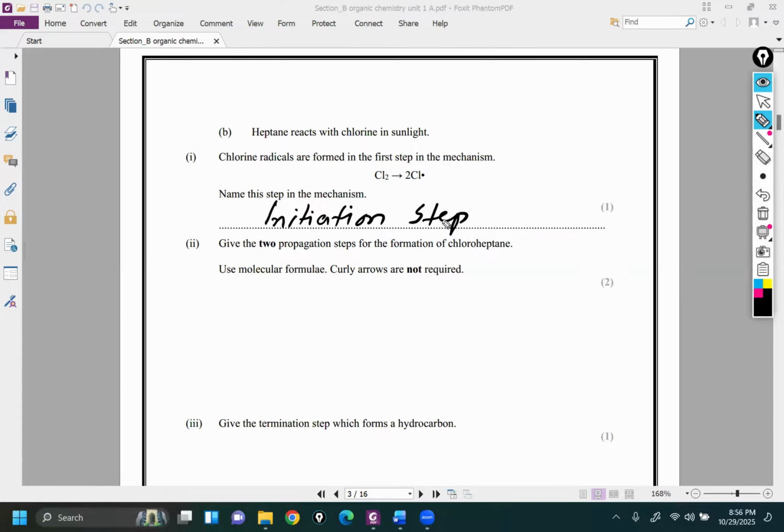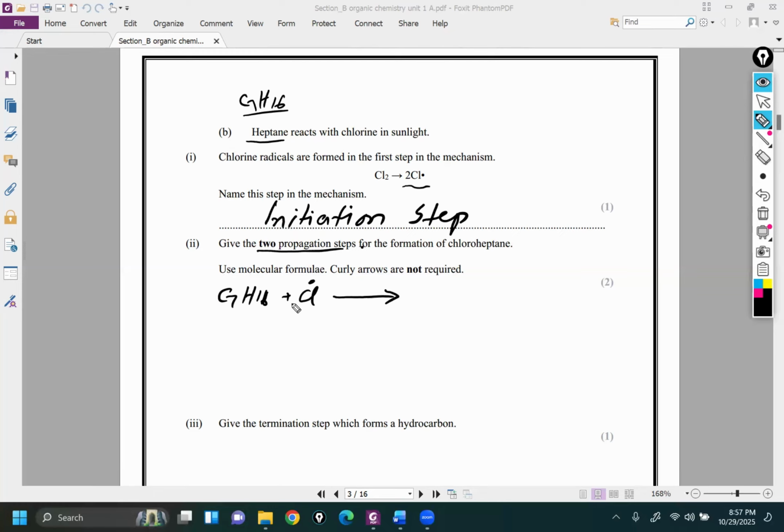Part 2, give two propagation steps for the formation of chloroheptane. In this case, they're asking two propagation steps. My dear students, listen very carefully. Chlorine free radicals which are produced are highly reactive. Heptane, which is alkane, and alkanes are called unreactive. They are saturated because they have single bonds in which each carbon is bonded to four other atoms. So it doesn't react that much. But in this case, C7H16, which is unreactive or least reactive, is now facing chlorine free radical, which is highly reactive.